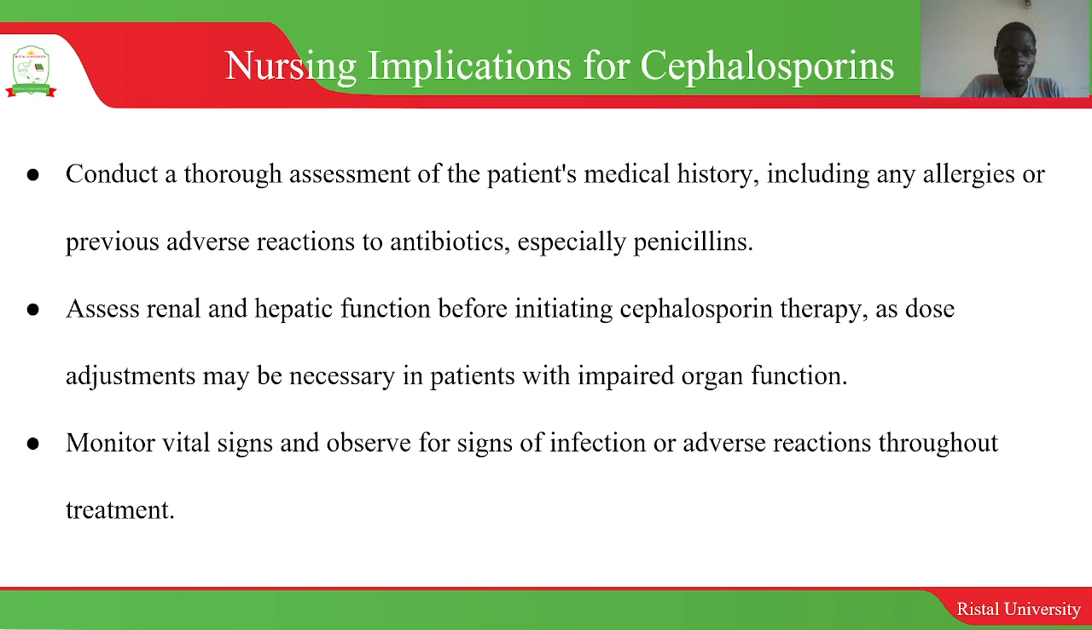Nursing implications for cephalosporins. Conduct a thorough assessment of the patient's medical history, including any allergies or previous adverse reactions to antibiotics, especially penicillins. Assess renal and hepatic function before initiating cephalosporin therapy, as dose adjustment may be necessary in patients with impaired organ function. We saw this in our previous table, telling the different readings in impaired and also normal kidney function. Monitor vital signs and observe for signs of infection or adverse reactions throughout the treatment process.